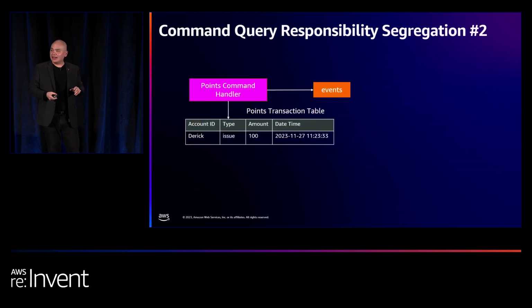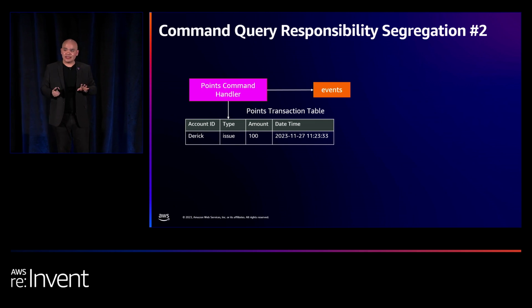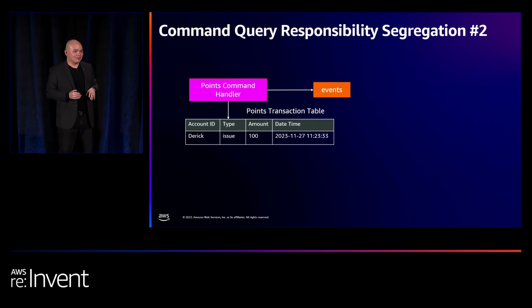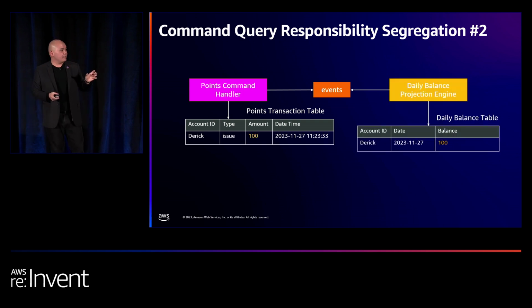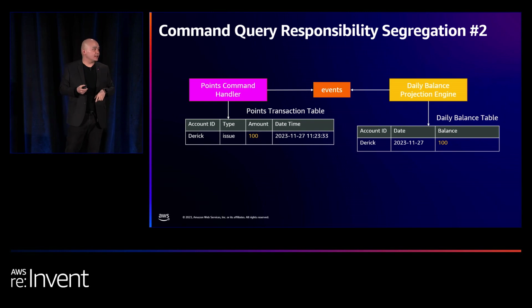So now let's see how the data looks in action. This is going to be a little mathematical, but trust me, it will not be too complex. So now we have the point command handlers receiving the incoming point issuing transaction for 100 points for Derek on the 27th. And then the point transaction event is going to be emitted. And then we're going to have the daily balance projection engine process and insert the data into the daily balance table. So now Derek is going to have points for the 27th of November for 100 points.